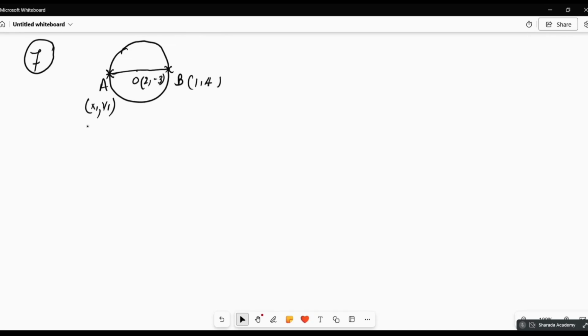Got it? Right? What are you doing? Show me. See, draw the diagram and see. The circle is given, the diameter is given, one endpoint of the diameter is given, the center is given. Now you have to calculate. What you have to do? Which formula you have to use? What are the ratios? K is to 1. X1 and Y1 also you should find.